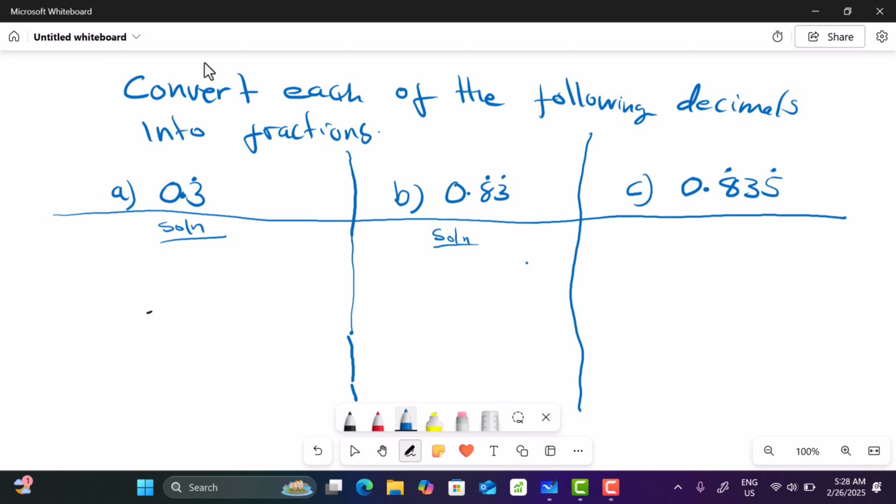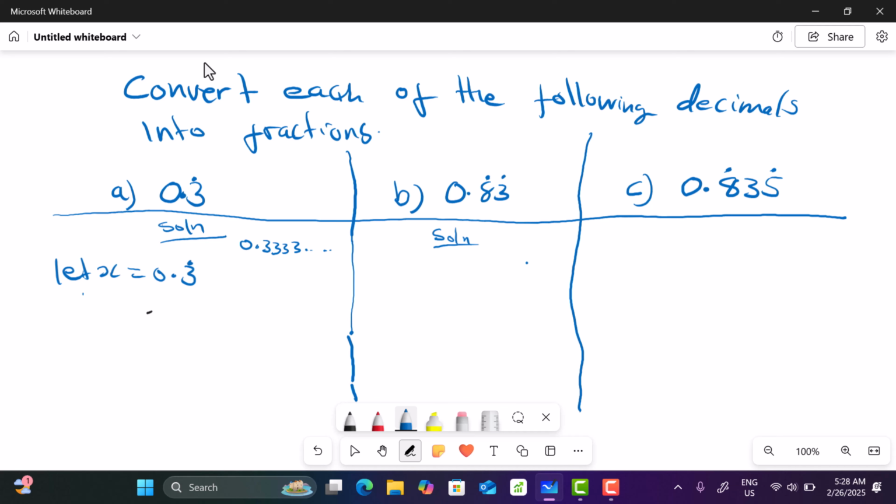In this lesson, we are going to convert each of the following decimals into fractions. So this is a repeating decimal. We start by saying let x equal 0.3 repeating. Only one digit is repeating here, which is 3, because it will be 0.333. So 3 is the only repeating digit.